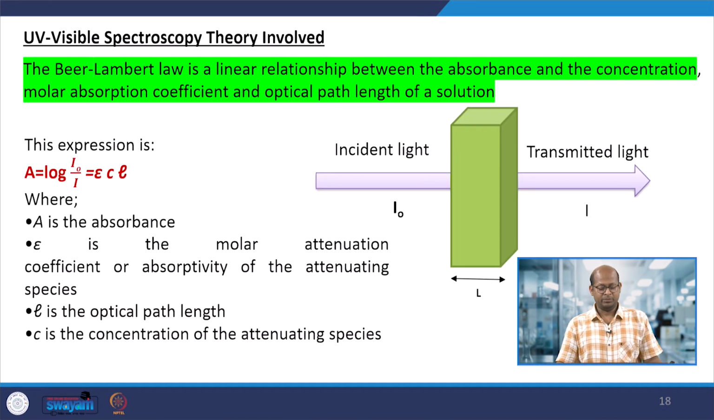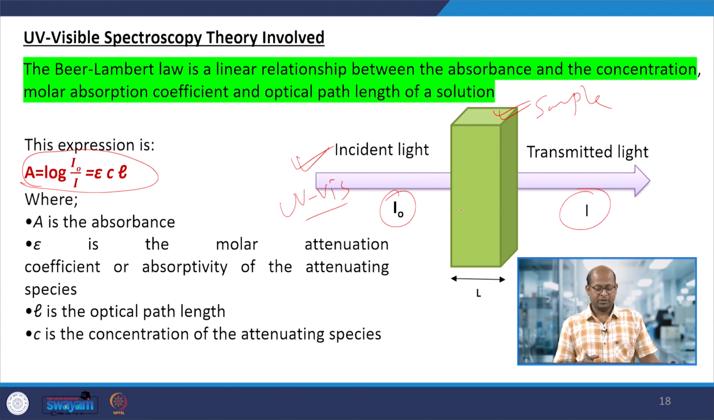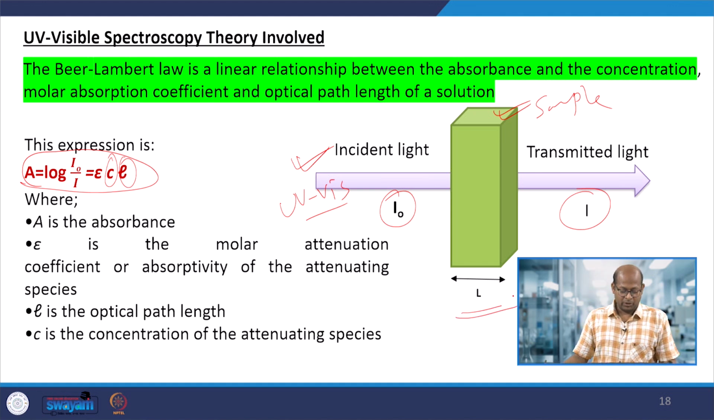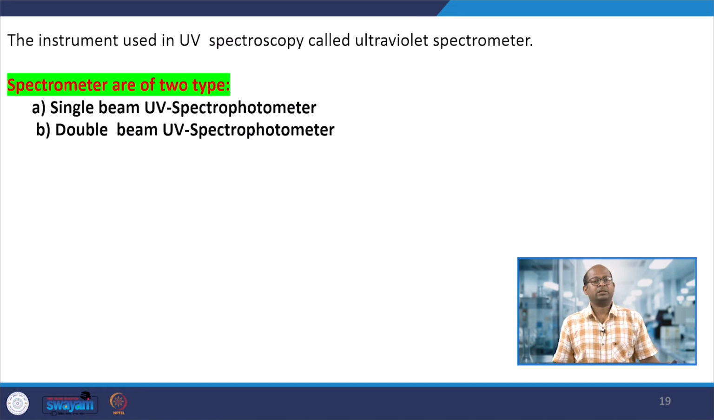Here is the basic principle of this theory: the Beer-Lambert law is used for this. Incident light, that may be UV-vis, is passed through this sample. This is the incident light, this is the transmitted light, and the rest is absorbed. Then the absorbance we can find out is directly proportional to the concentration and the path length. Okay, this is the path length. So we can find the absorbance, the UV spectra, and analyze that. Okay, so now the instrument details.